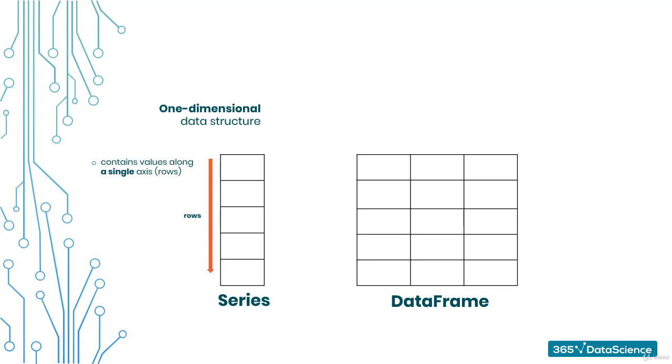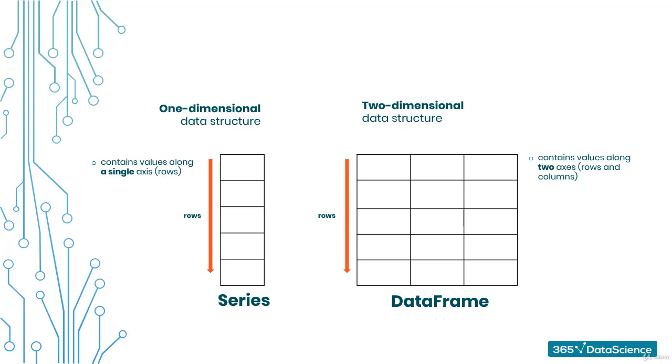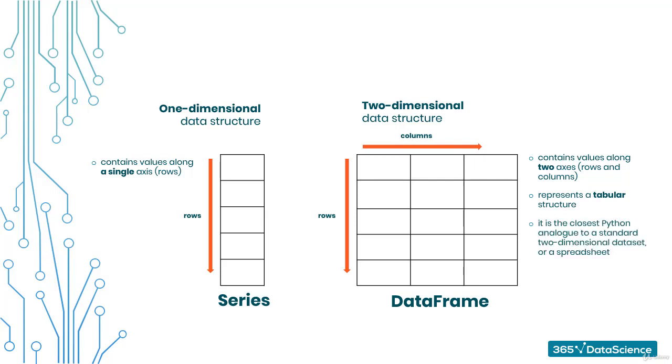The data frame, instead, is a two-dimensional structure, in the sense that its data has been organized not only into rows, but also into columns. Thus, it represents a tabular structure and is the closest Python analog we can have to a standard two-dimensional dataset, so to speak, or a spreadsheet. So, a data frame can be regarded as a collection of series in the same way in which an Excel spreadsheet is a collection of multiple columns. That's why a data frame can have both row and column labels.